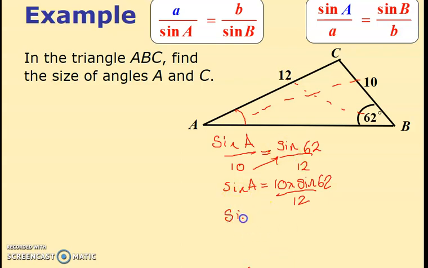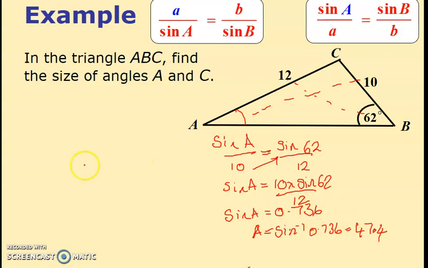Now bear in mind this is not what A is, this is sine A. So sine A equals 0.736, and leaving that on the screen I can inverse sine that number, and that gives me 47.4. So that's one angle.